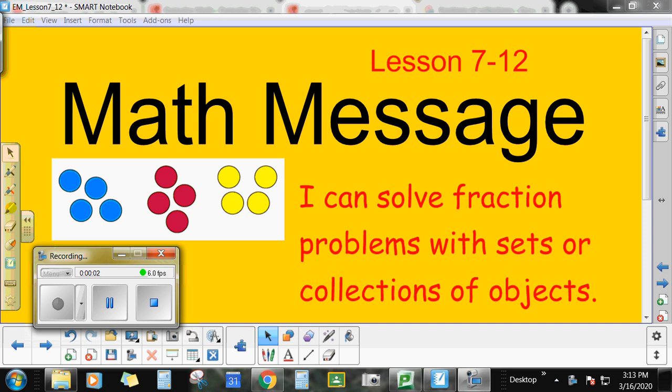Alright guys, today we're going to do lesson 7-12 and we're going to be solving fraction problems but with sets or collections of objects. So instead of just looking at something that's one whole object and dividing that object, we're going to be looking at sets of objects, collections of objects, and then dividing those objects into fractions. Okay? Alright, so let's see here.